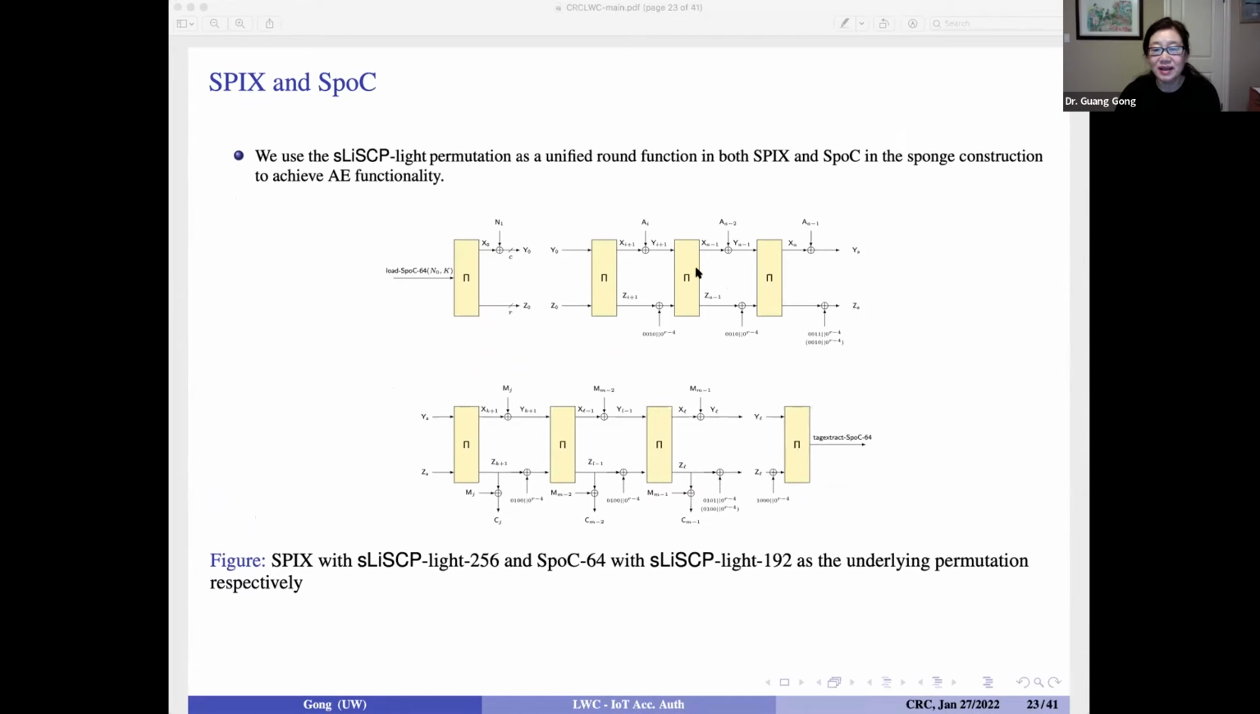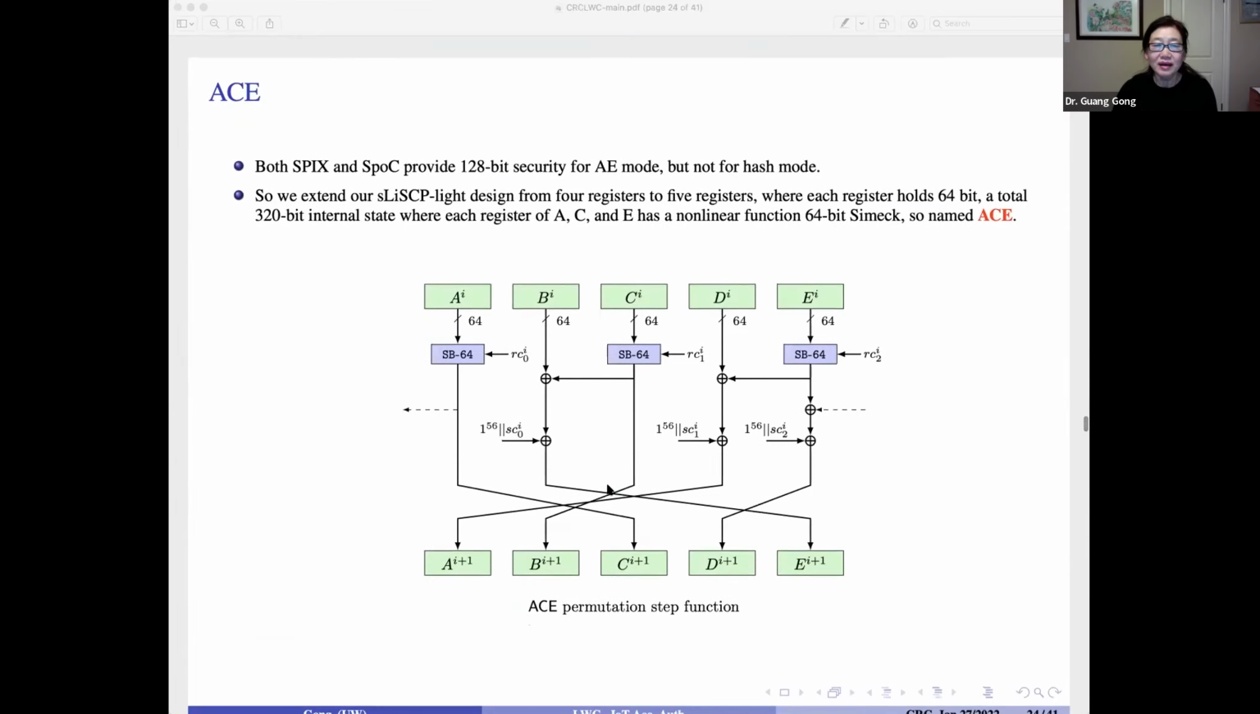For Spix, we have some changes. For example, when we do the associated data, we do not need a full round. But for SpoC, we added another branch. In this case, we can use SSNIPnet 192 to provide a security level of 128 bits. However, this comes at a hardware cost: basically, if we get a 64-bit output, we add 64 XOR gates here. Both Spix and SpoC do not provide 128-bit security for hash mode.